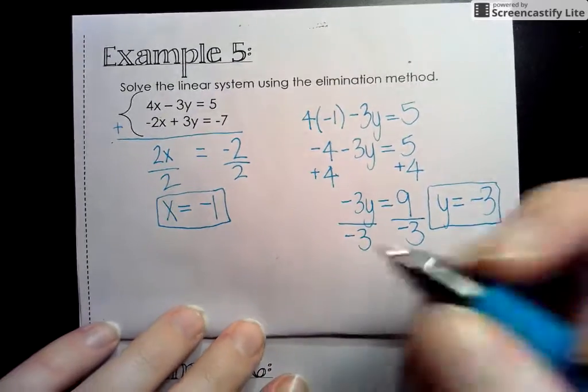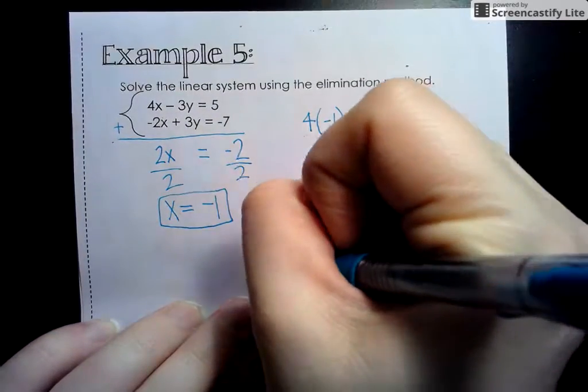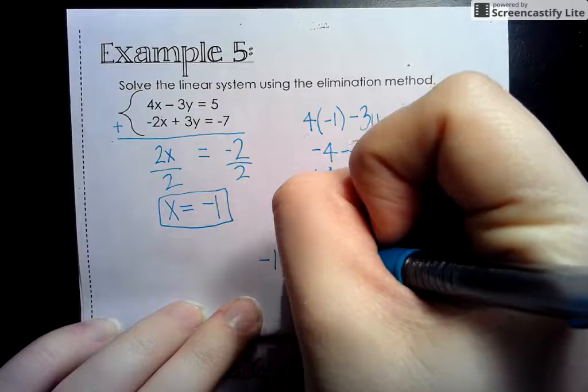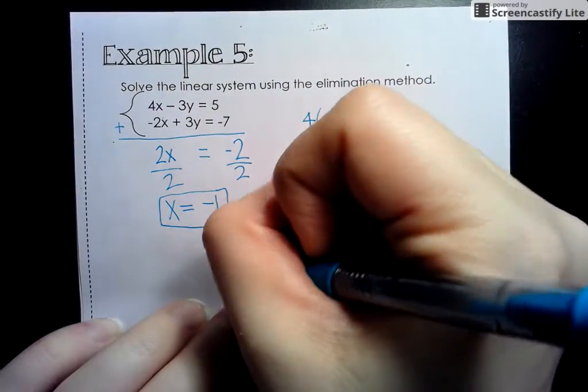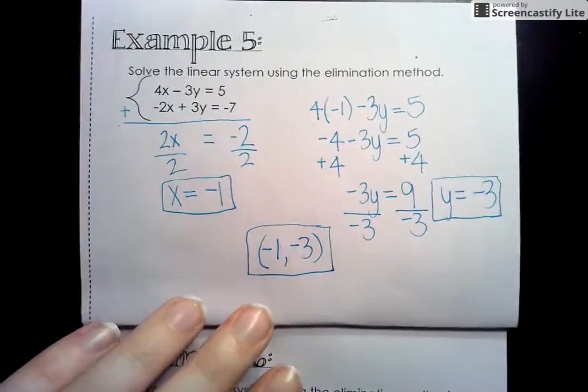Now, I have to write my solution point. So I have negative 1 comma negative 3. Because negative 1 is my x value, negative 3 is my y value.